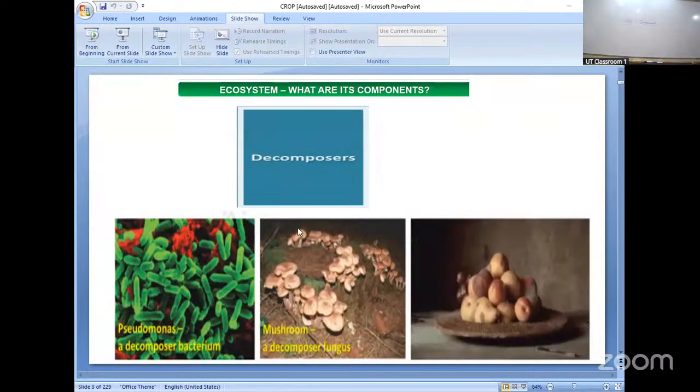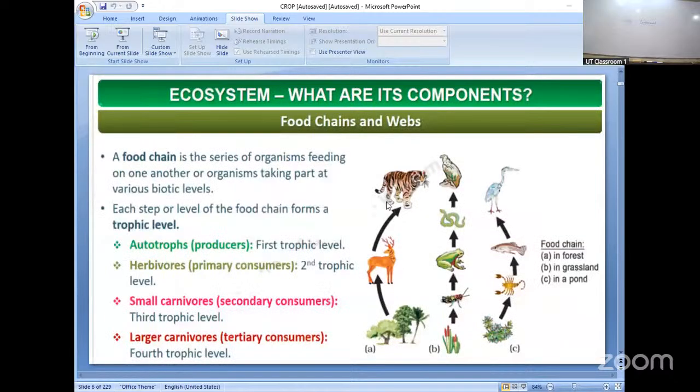Now we were discussing this: food chain and food webs. This is the food chain in the forest, this is in the grassland, and this is in the pond. You can see the plants are the producers, at the first trophic level. These are considered producers because they manufacture their own food.